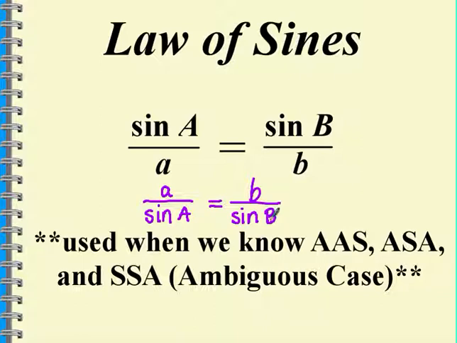We will use the law of sines when we know angle, angle, side, angle, side, angle, and side, side, angle, which we call side, side, angle the ambiguous case. Like I said, we take a whole separate day just for that. Because I said that some books will write it this way.